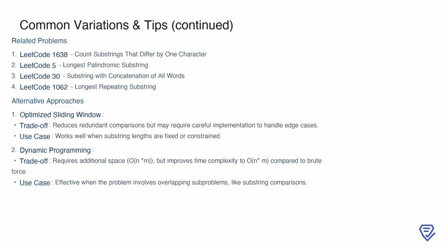Among alternative approaches, the optimized sliding window is a popular choice. While it reduces redundant comparisons, it requires careful implementation to manage edge cases effectively. This technique is particularly useful when substring lengths are fixed or constrained. Another approach is dynamic programming, which, while requiring additional memory, significantly improves time complexity to O(n*m). This is especially beneficial when the problem involves overlapping subproblems, such as substring comparisons.